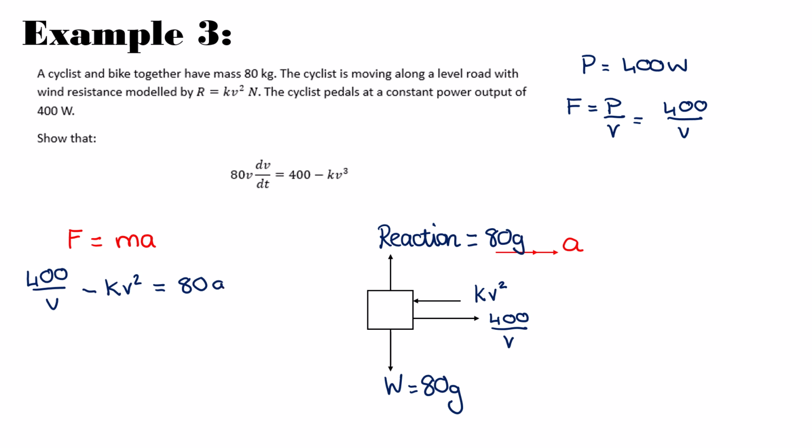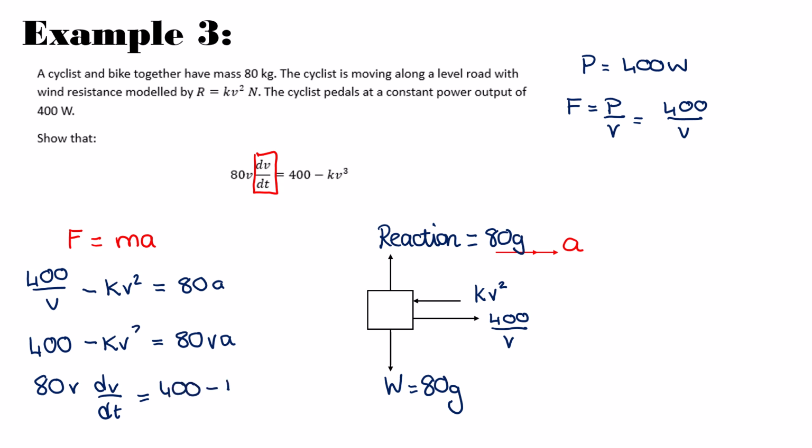So if we take a look at what they want us to do, we've replaced our A with dV/dt. Be careful not to think it's V dV/dt. There's no such replacement. A is either dV/dt or V dV/ds. We don't have a fraction though on the right hand side, so we're going to multiply across by V. So that gives us 400 minus kV squared equals 80 VA, and now we're going to replace our A. So 80 V, and then we put in dV/dt is equal to 400 minus, I missed a cube up here, so minus kV cubed.